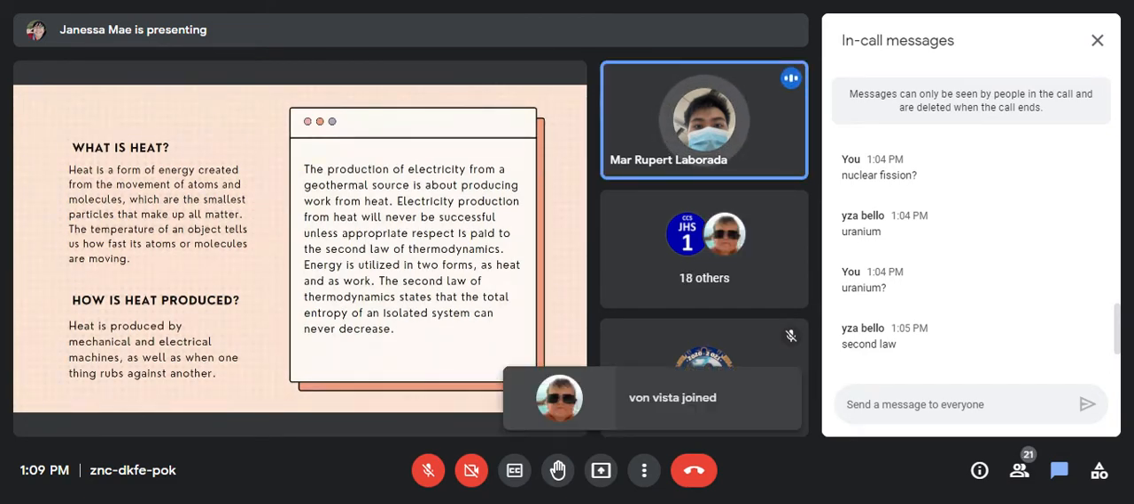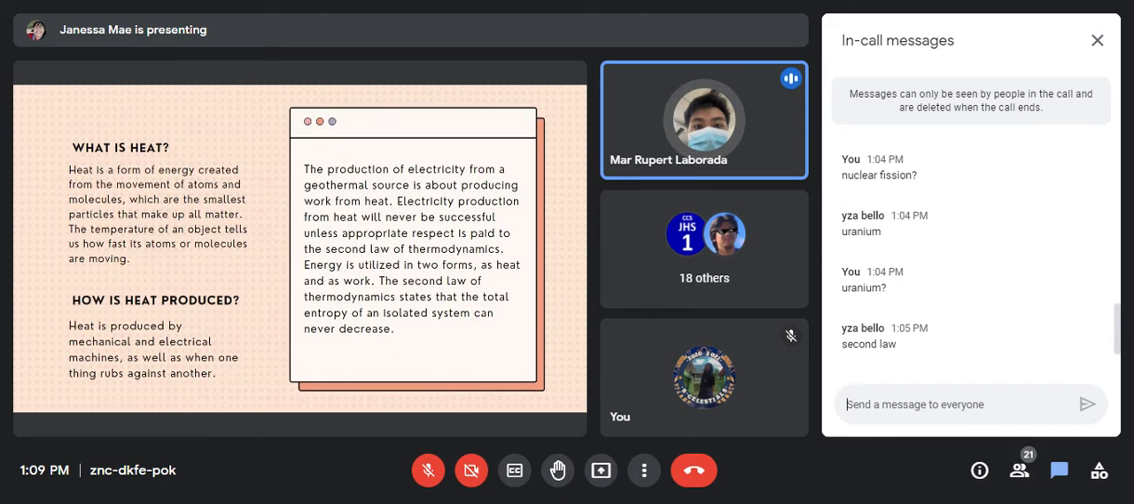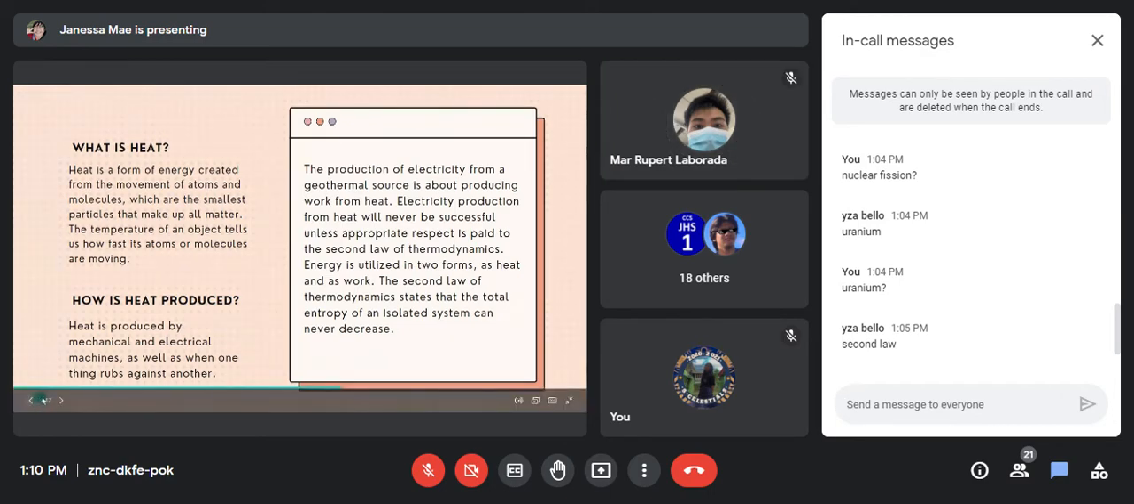The production of electricity from a geothermal source is about producing work from heat. Electricity production from heat will never be successful unless appropriate respect is paid to the second law of thermodynamics. Energy is utilized in two forms, as heat and as work. The second law of thermodynamics states that the total entropy of an isolated system can never decrease.